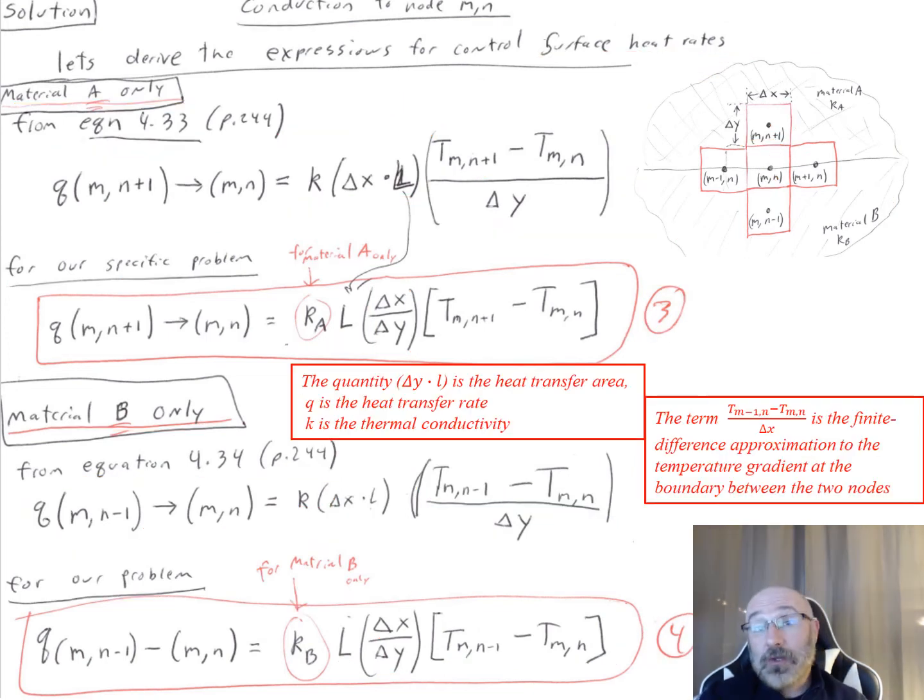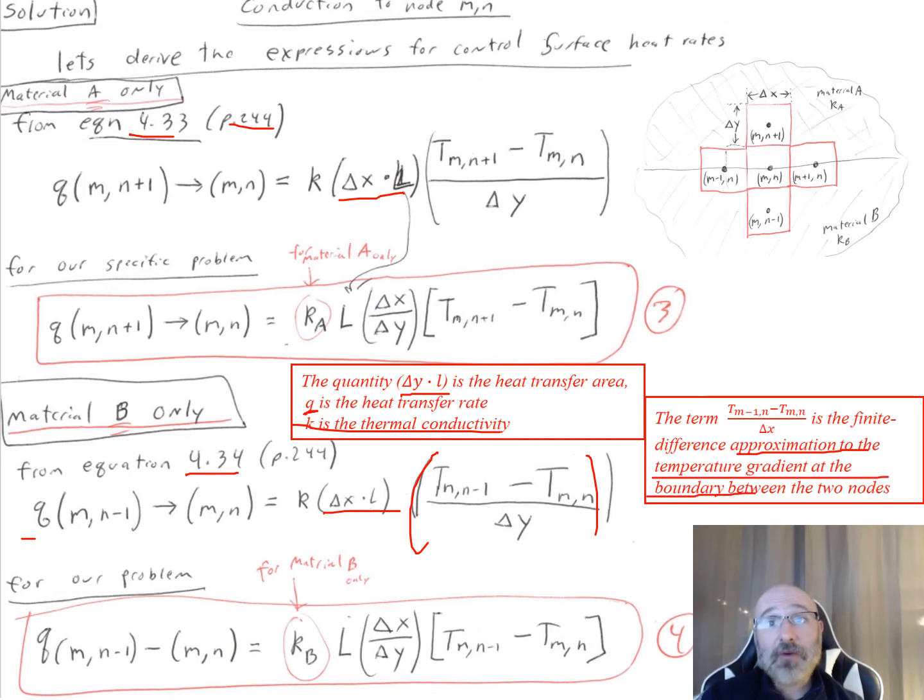So as we look at those governing equations that we utilized here from our textbook, 4.33 and 4.34, on page 244 of our textbook, I want to take a look at some of the individual sections within those expressions. So if we take a look at our quantity right here, our delta YL, or in this case our delta XL, this is going to be the heat transfer area. Our Q is going to be our heat transfer rate, and our K is our thermal conductivity. And this last term over here is going to be the finite difference approximation to the temperature gradient between the boundary and the two nodes.